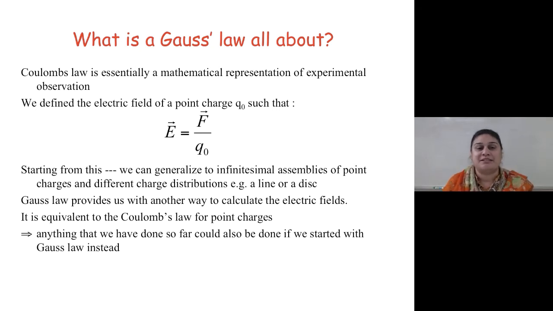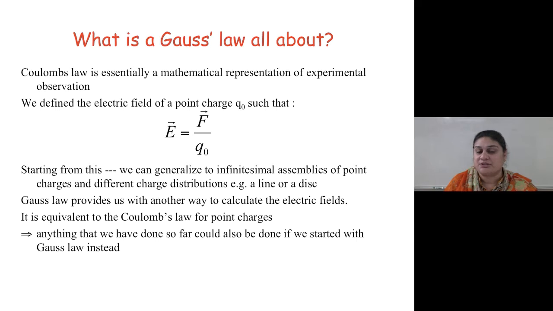So Coulomb's law is essentially a mathematical representation of an experimental observation. We define the electrical field of a point charge Q0 such that E equals F over Q0. Starting from this, we generalize to infinitesimal assemblies of point charges and different charge distributions, for example in a line or a disk. Gauss's law provides us another way to calculate electrical fields.